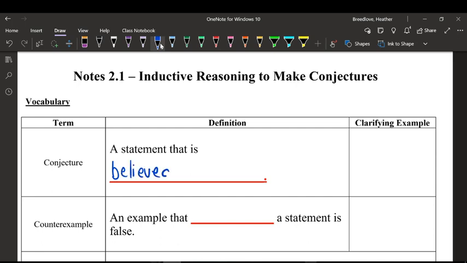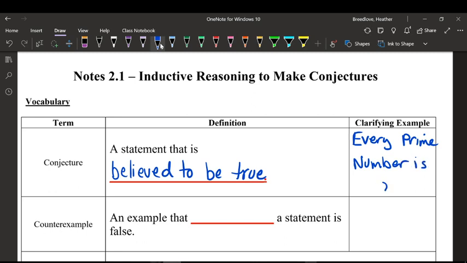So believed to be true. Notice I didn't say that it is true. I said it's believed to be true. So an example would be if I made the statement that every prime number is odd. That's a conjecture. It's a statement that is believed to be true or not.